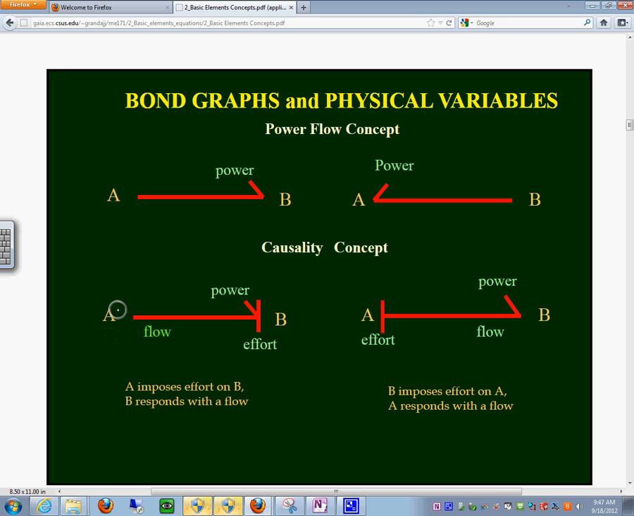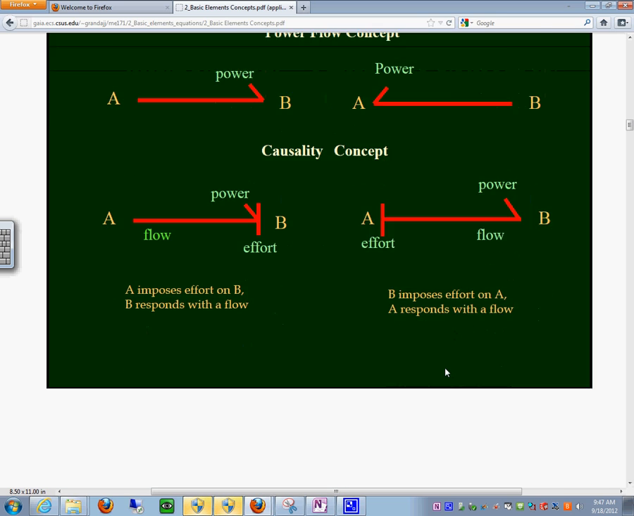In this case, A imposes the effort on B, B responds with the flow, but power goes from A to B. That's what this means. In here, A imposes the flow on B, B responds with the effort, and then power goes from A to B. That's what this other picture means. Okay.